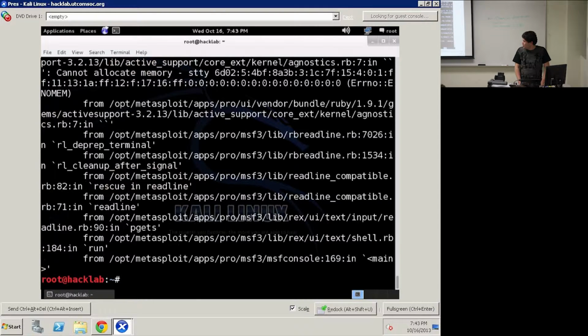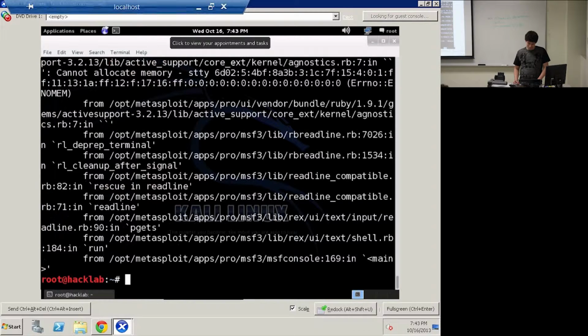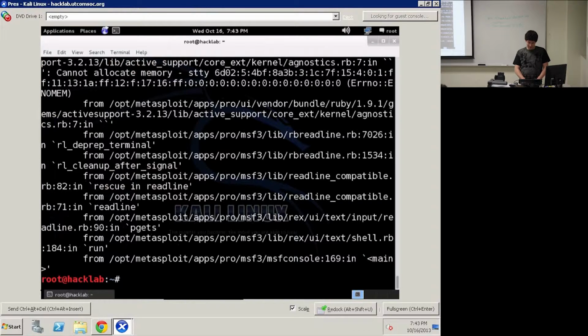Oh no. That's like broken memory. You cannot allocate memory. Is your machine out of memory? That might have been why your exploit was failing, actually. free -m. I can't tell. Oh, it's super crashed.